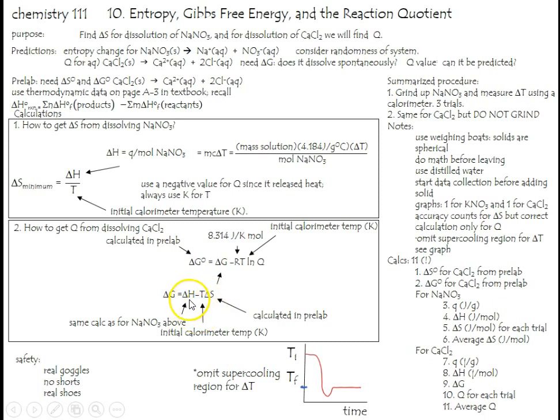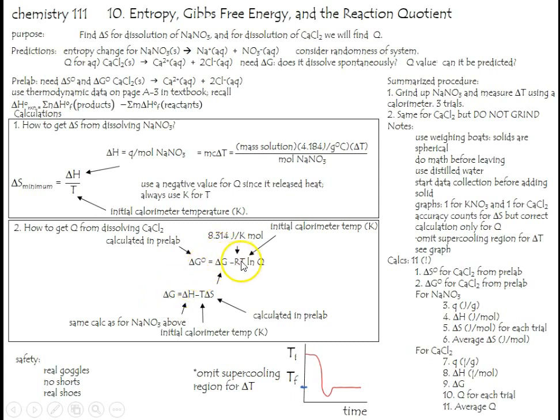So let's see if we have each of those pieces of data. Delta H, well, that we'll have to actually calculate just like we did before here. See how we got a delta H for this? Do the same thing to get a delta H for your calcium chloride. Fine. The temperature is once again the initial calorimeter temperature, so I guess we better measure that pretty precisely since we seem to be using that over and over again. And delta S, we calculated that in the pre-lab. We'll use the standard value right there. That gives you delta G.